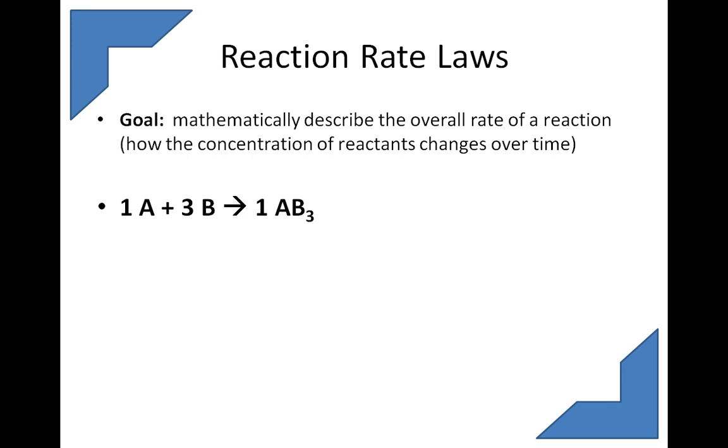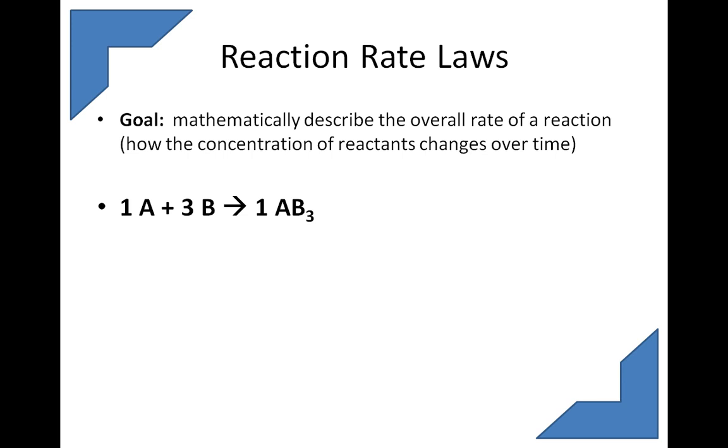So our first example is going to be looking at this reaction here. 1A reacts with 3 B's to make 1AB3. This is just kind of a generic reaction, similar to anything that you might encounter. And what we're going to do is describe the rate of this reaction.